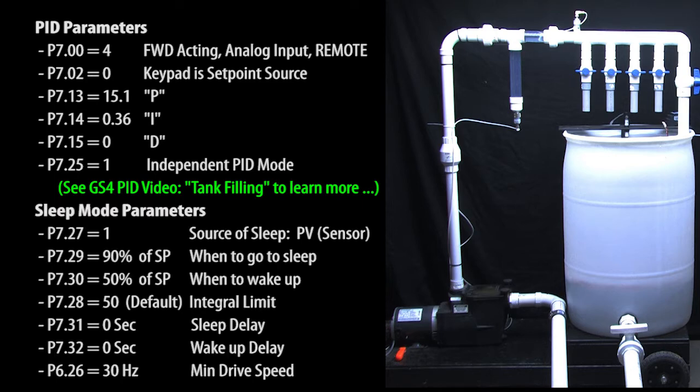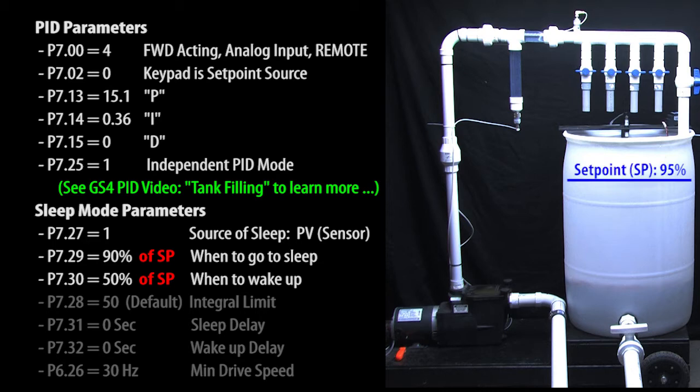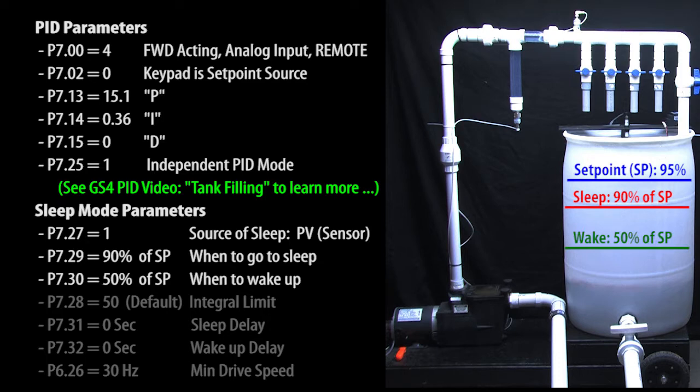So now we just set the Sleep Mode parameters. First, we need to tell Sleep Mode to use the process variable, or sensor feedback, to make its decisions. Now this is important to understand. In Sleep Mode 3, the sleep and wake levels are not absolute. They're a percentage of the set point. So if we set the sleep level at 95%, that means the drive will turn the motor off when the water level reaches 90% of the set point, not the tank level. And it's the same for the wake-up level. This is 50% of the set point, not the tank level.